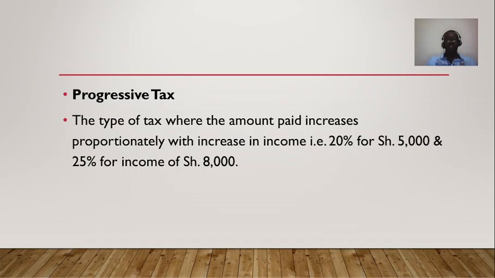Progressive tax. This is the type of tax where the amount paid increases proportionately with increase in income. For example, 20% of tax for those who are earning 5,000 and 25% of tax for those who are earning 8,000.